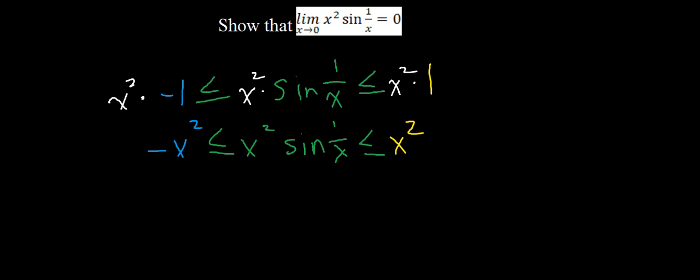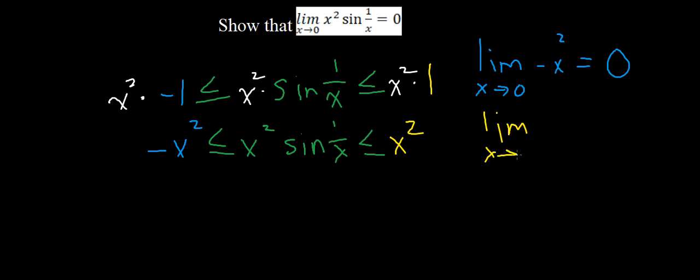Let's see what happens. What is the limit as x approaches 0 of -x squared? In this case, I think direct substitution is going to work just fine. So we're going to plug in 0. 0 squared is just 0. It doesn't matter if the negative is there or not. And then what is the limit as x approaches 0 of positive x squared? Again, we can just do direct substitution. We get 0 squared, that's just 0.